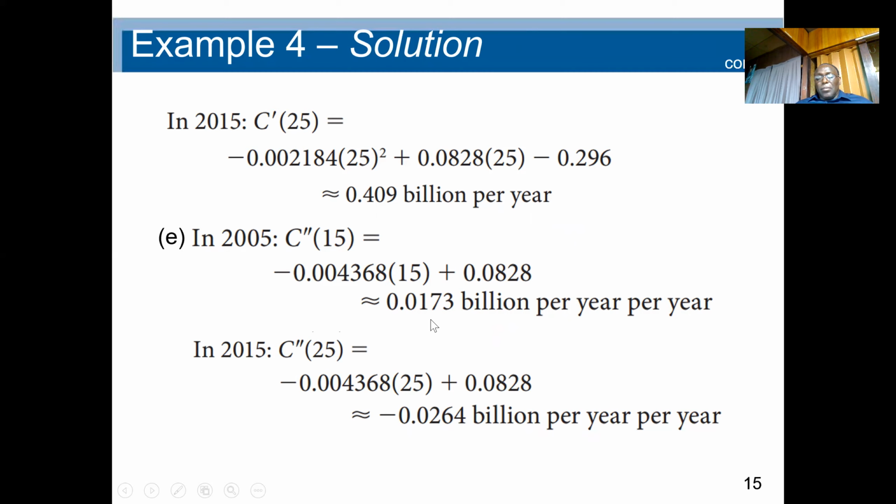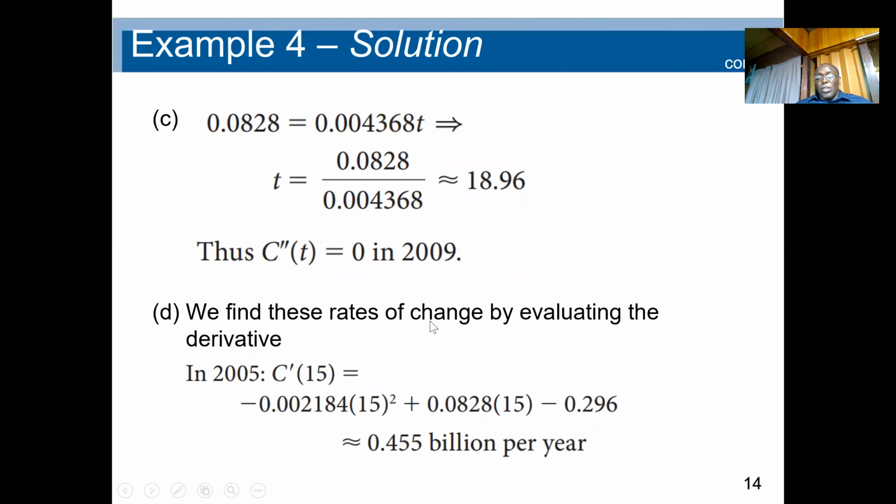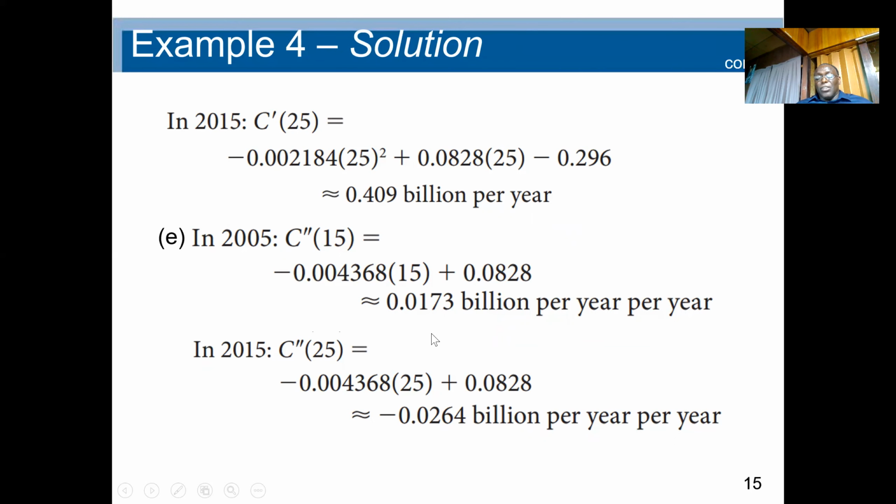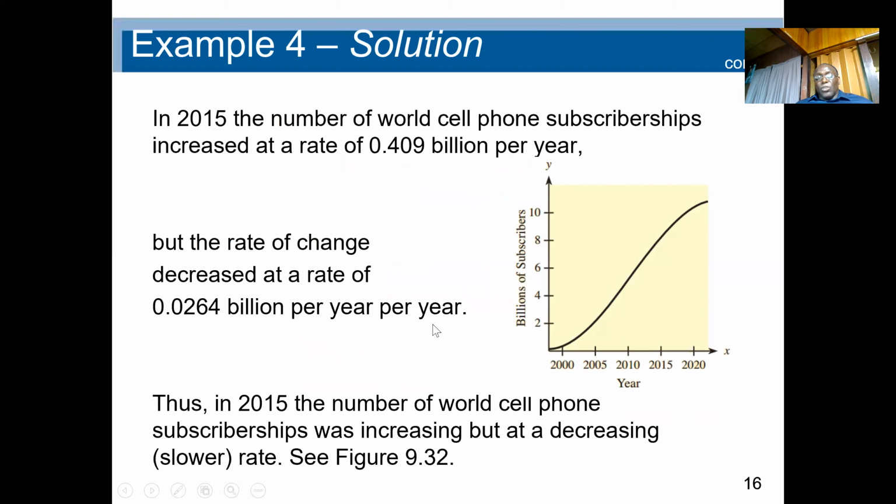You can see the first derivative at 25 was 0.409, but the second derivative at 25 became negative 0.0264. And we can see that the first derivative at 15 was 0.455. The second derivative at 15 was 0.0173. So in 2015, the number of world cell phone subscribers increased at the rate of 0.409 billion per year, but the rate of change decreased at the rate of 0.0264 billion per year.